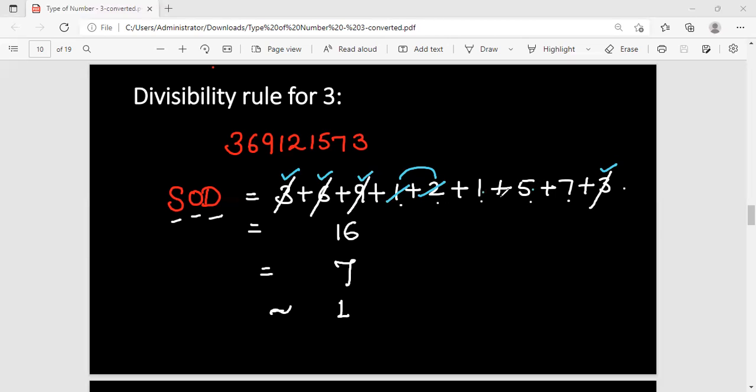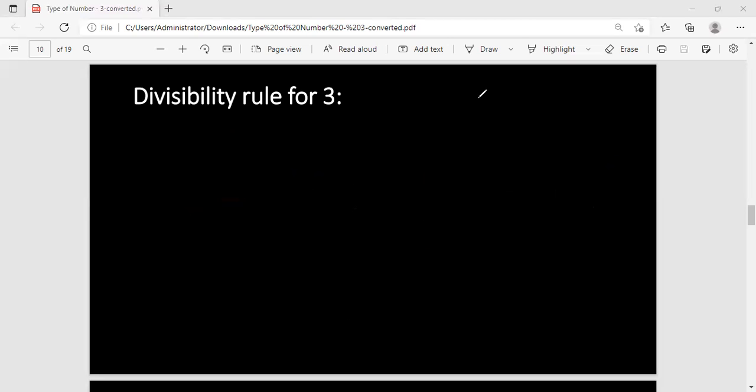1 plus 5, divisible by 3, I can drop that. Rather, I could take 7 and 5. 7 and 5 is what? 12. 12 is divisible by 3. So we could have dropped this too. We are left with 1, and that is our ultimate final remainder. This is how we apply the divisibility rule for 3. You will see a lot of questions on 3.